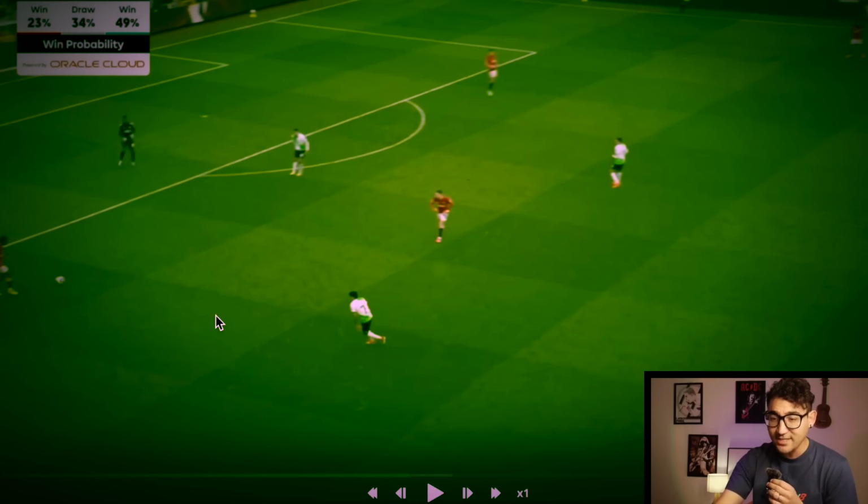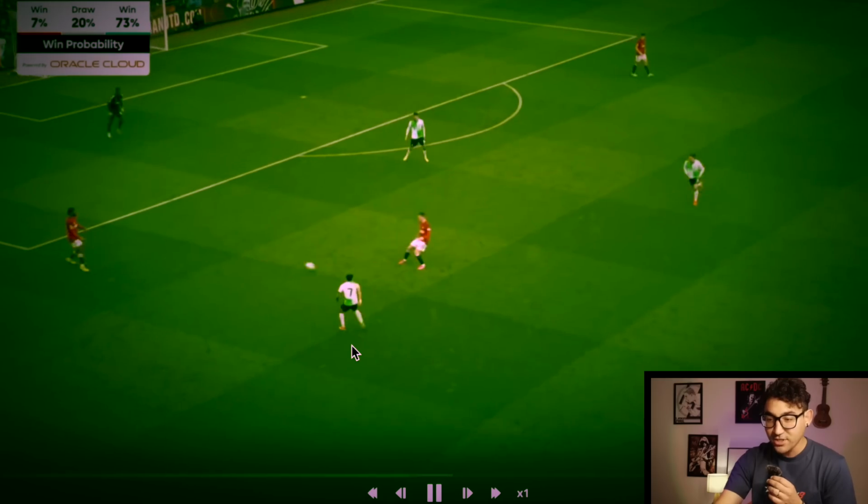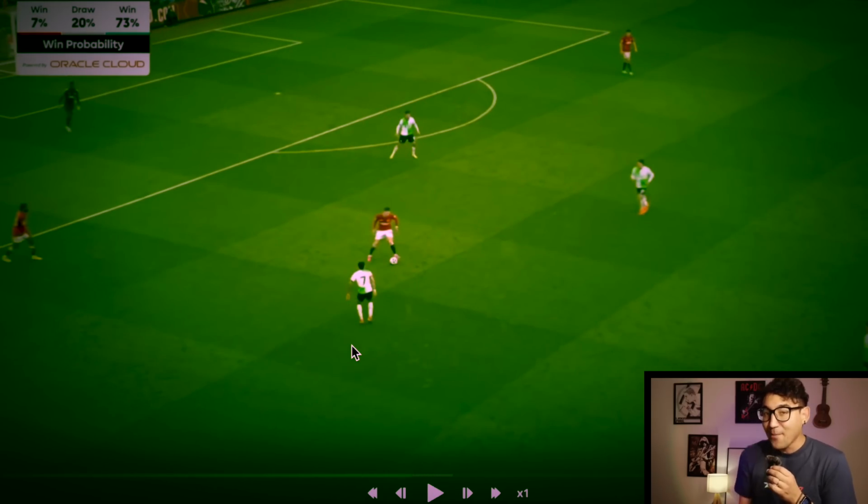Notice how Luis Diaz doesn't actually go all the way towards Kambuala. He stays between both of them. Look at that. He doesn't overcommit towards Kambuala. It's more a case of, am I here? Yes, I am. No, I'm not, kind of thing. He's just trying to make it uncomfortable as much as possible for the Manchester United defenders.